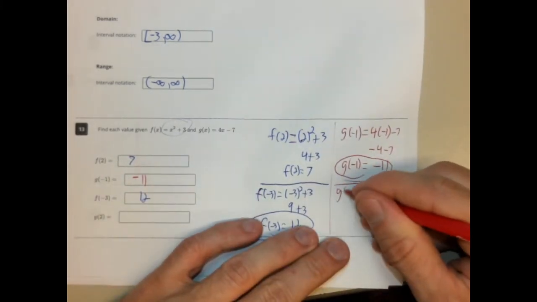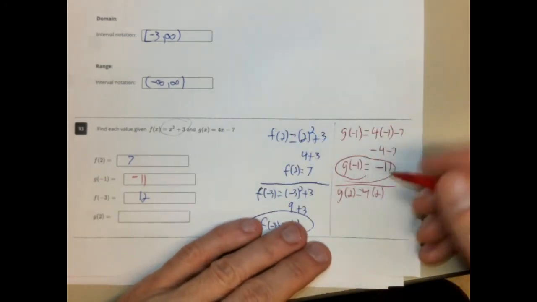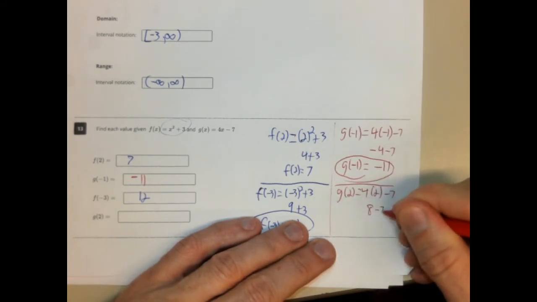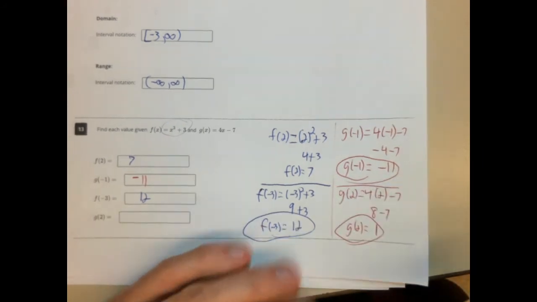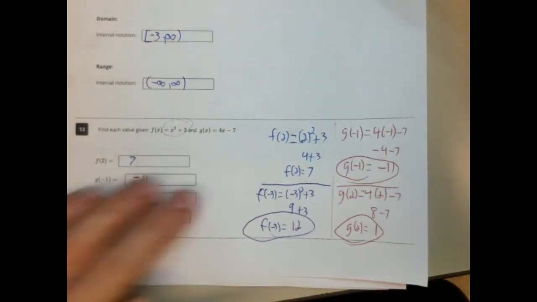So g of 2 is going to equal 4 times 2, because we're plugging in the 2 for the x value there. It's our input. And 4 times 2 is 8. 8 take away 7 is 1. So g of 2 is 1. Okay. I should probably write that right there. There you go. Okay, and I think this is the last one.